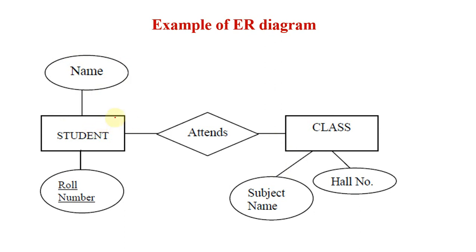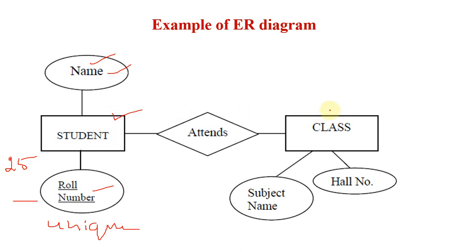The student table or entity type has a name attribute and a roll number attribute. Here some attributes are underlined, which means these are unique. Unique in the sense, suppose the student table has 25 records, all the roll numbers will be different, but there may be repetition of names. 2 or 3 students may have the same name, but 2 or 3 students may not have the same roll number.